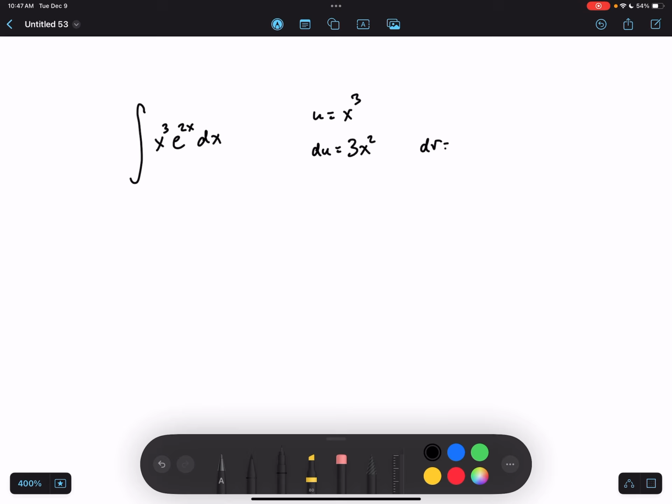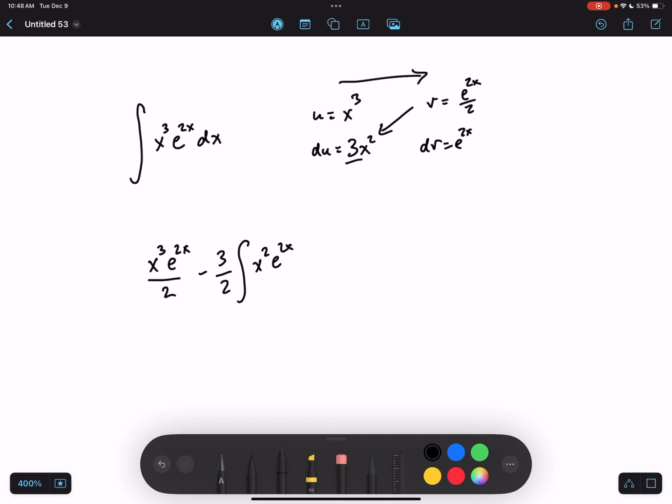We'll let dv equal e to the 2x, and then as we integrate that, our v will become e to the 2x over 2. Now for integration by parts, we go across and then down over. So we'll start with going across with x cubed e to the 2x all over 2, and then we'll subtract the integral of 1/2, pull the 1/2 out there, and then we're also going to pull a 3 out from here. So we'll actually be subtracting 3 over 2, so minus 3 over 2 times the integral of x squared e to the 2x dx.